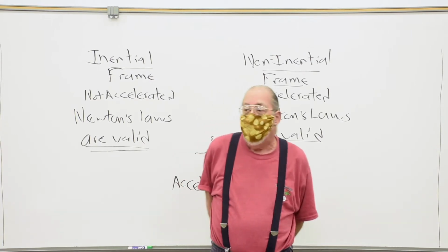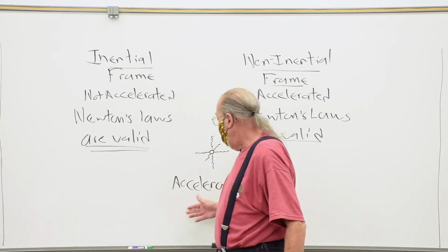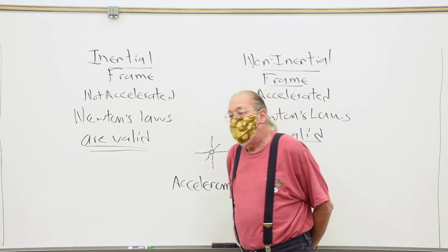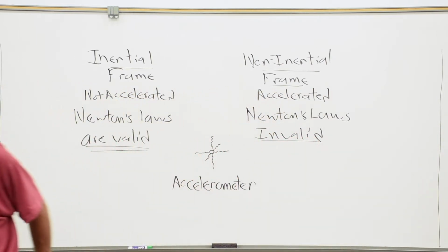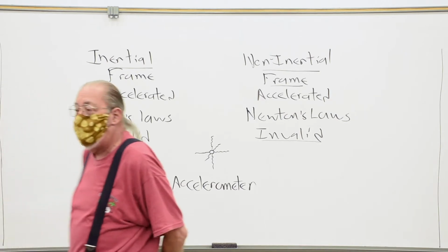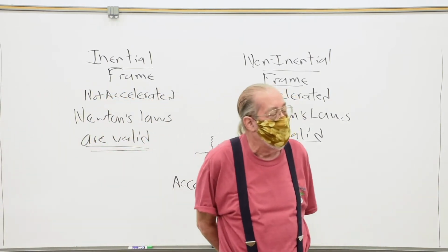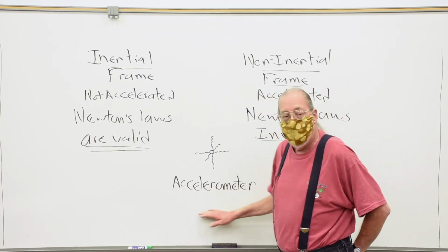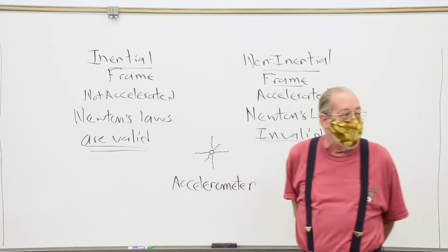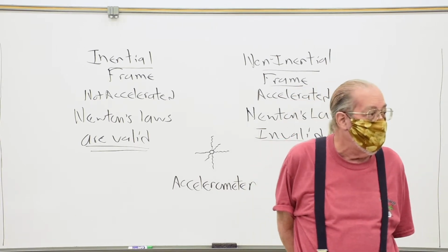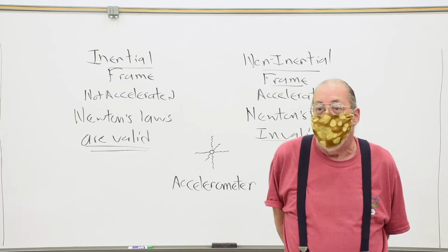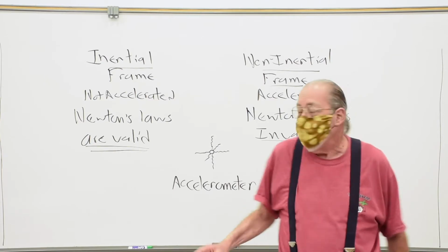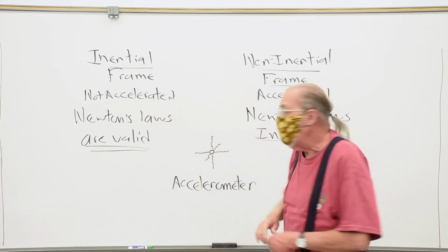Suppose you do a set of experiments, you get the most sensitive accelerometer you possibly can, and you measure your acceleration as closely as you possibly can. And suppose within the ability of the device to measure your acceleration, because there's always a lower limit, it says you're not accelerated. Then you are in an inertial frame.